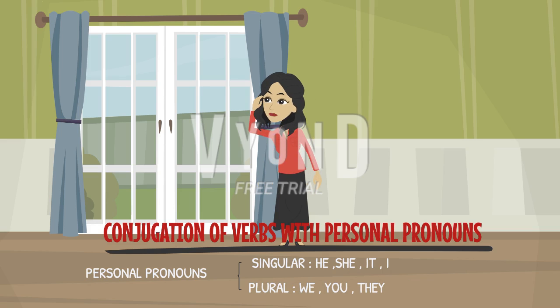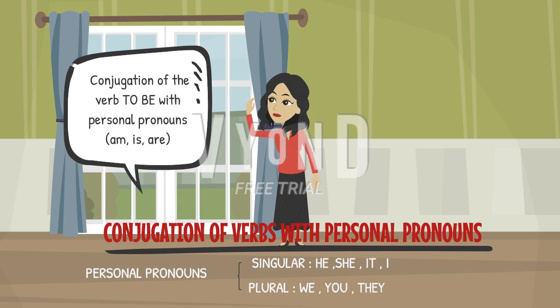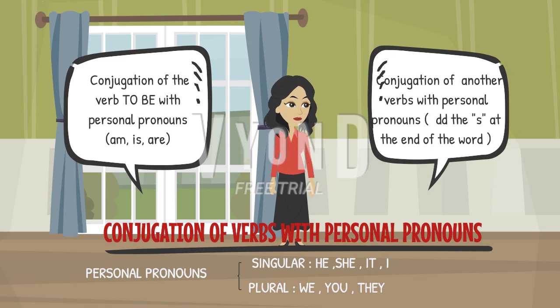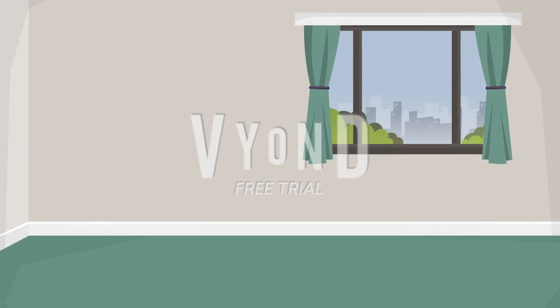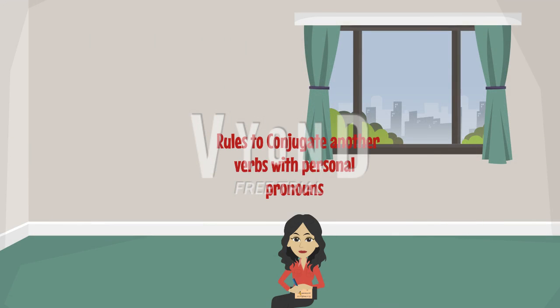So there are two types of conjugation. The first one is the conjugation of the verb to be with personal pronouns, and the second one is the conjugation of other verbs with personal pronouns. There are some rules that we need to remember to conjugate other verbs with personal pronouns correctly.